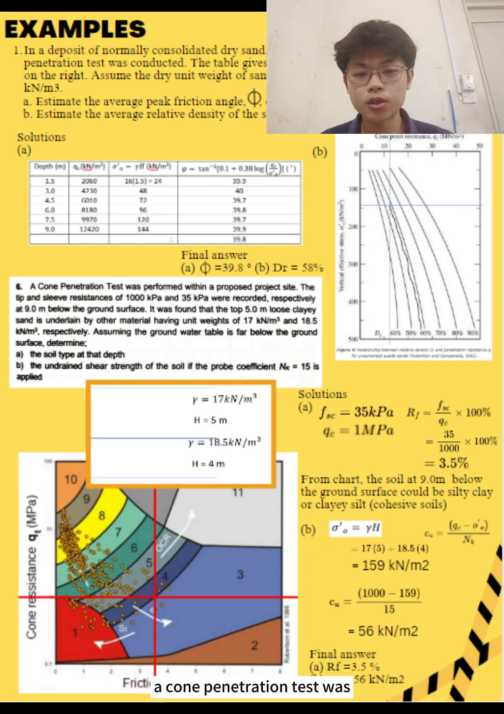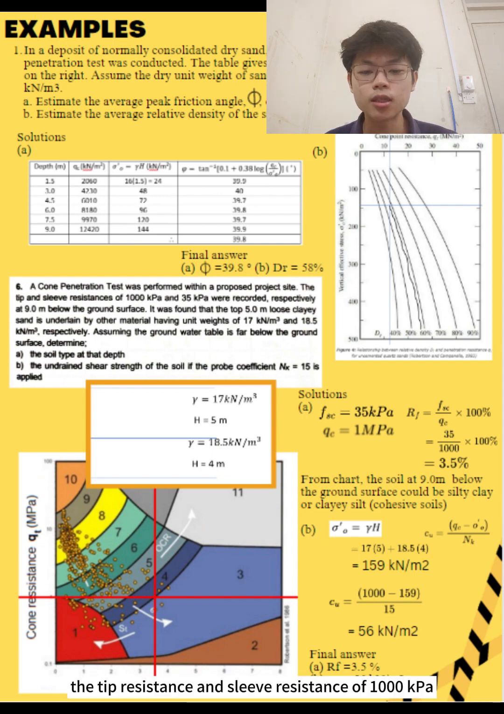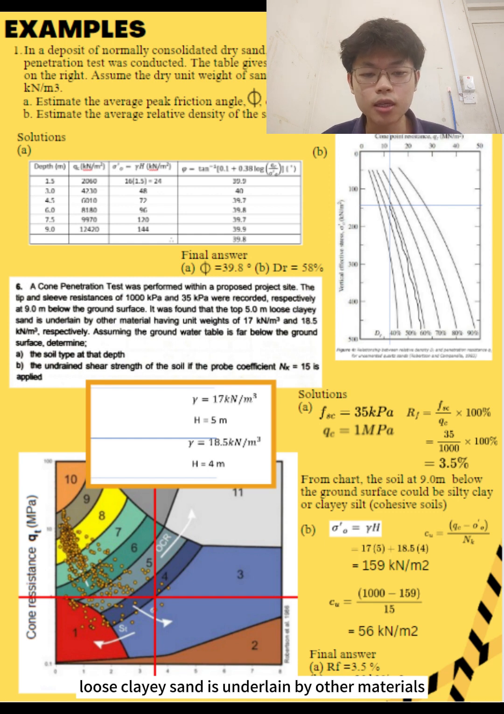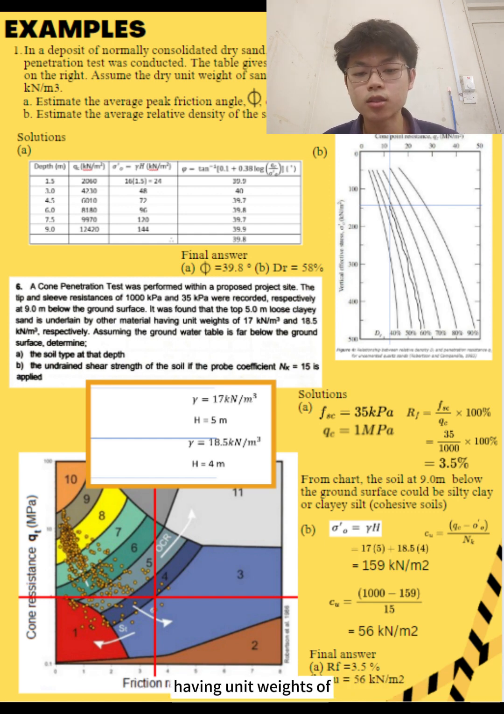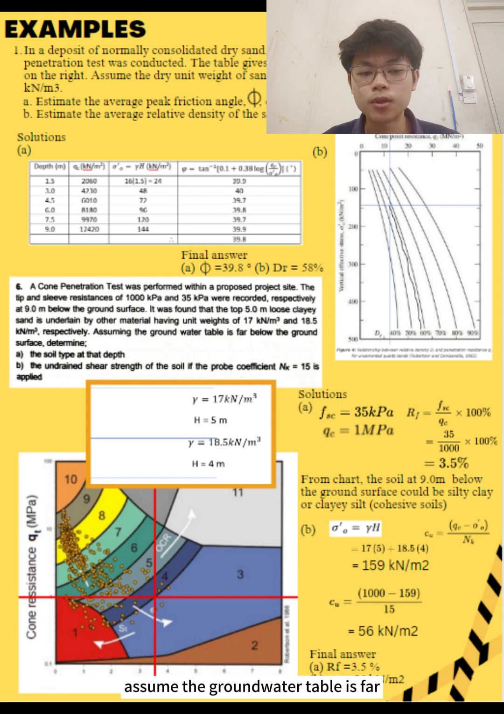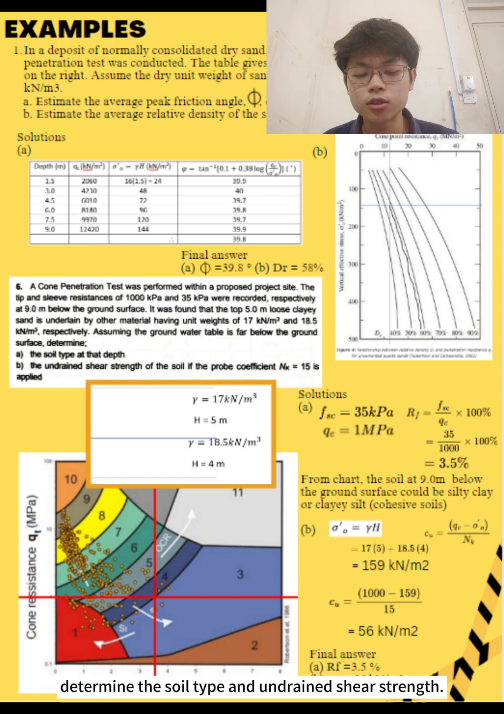Next question: a cone penetration test was performed within a proposed project site. The tip resistance and sleeve resistance of 1000 kPa and 35 kPa were recorded respectively at 9 meters below the ground surface. It was found that the top 5 meters of loose clayey sand is underlain by other material having unit weights of 17 and 18.5 kN per cubic meter respectively. Assume the groundwater table is far below the ground surface. Determine the soil type and the undrained shear strength.